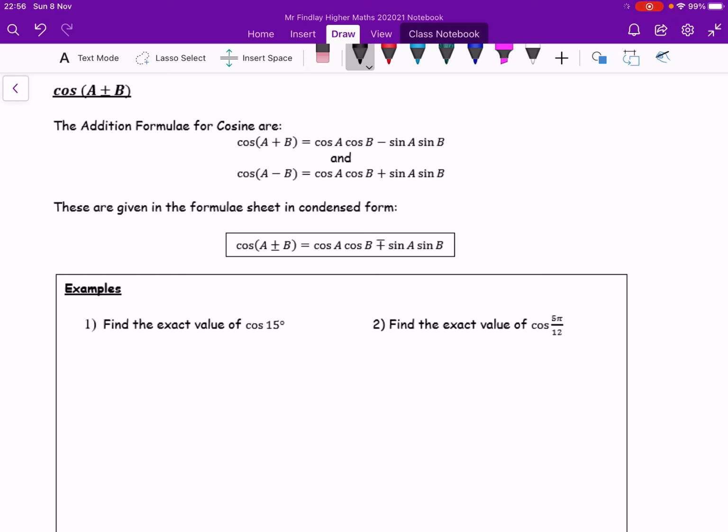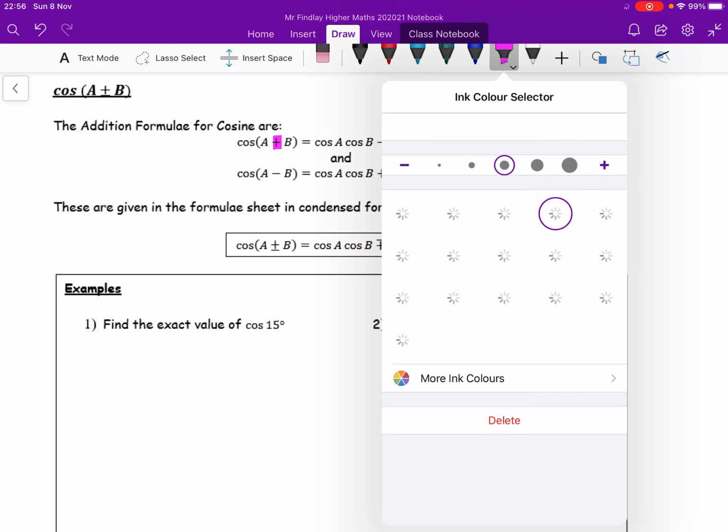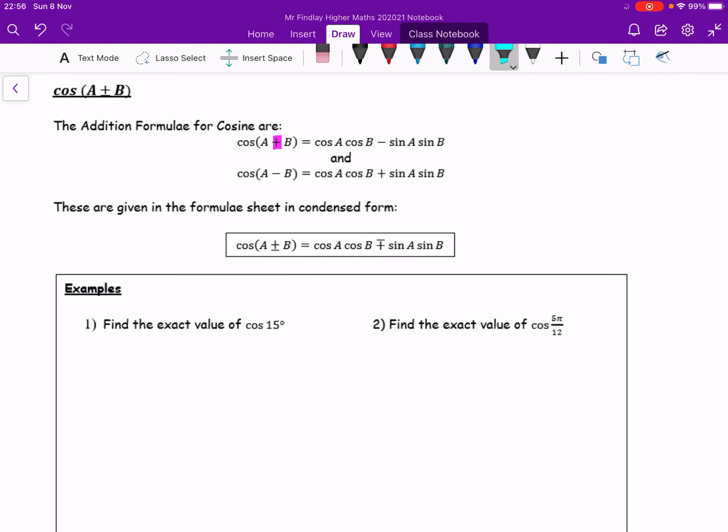Grade 5 pupils, here is the second video on our addition formula, this time for the expansion of cos of A plus or minus B. What we see here is a wee difference in our expansions because there's not consistency. We have our plus, gives us cos of A, cos B, and this time it is minus sine of A, sine B.